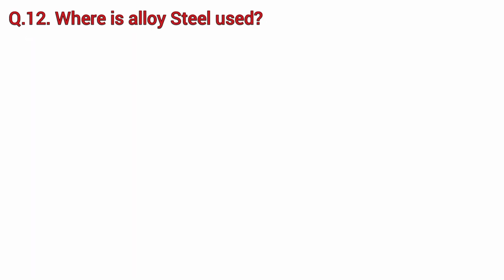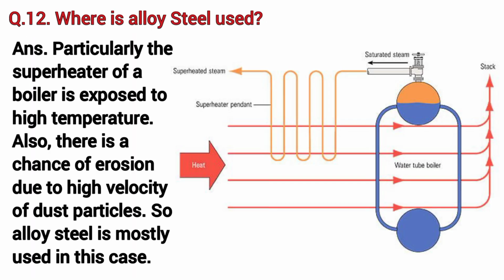Where is alloy steel used? Particularly the superheater of a boiler is exposed to high temperature. Also, there is a chance of erosion due to high velocity of dust particles. So alloy steel is mostly used in this case.